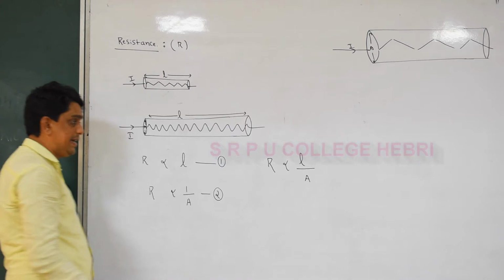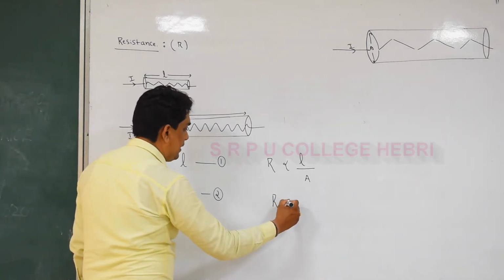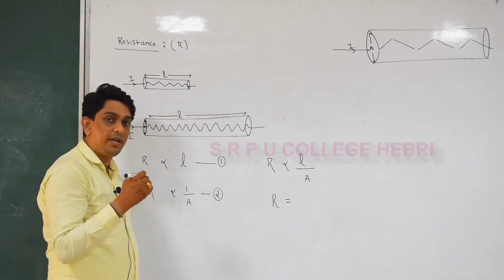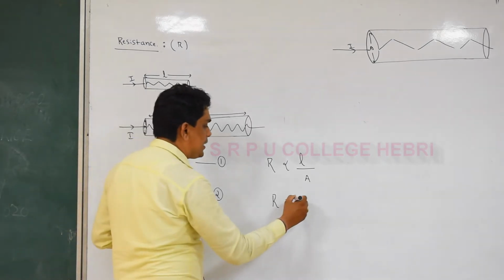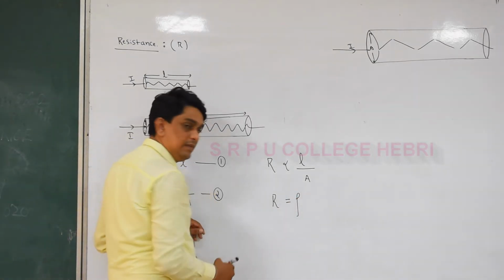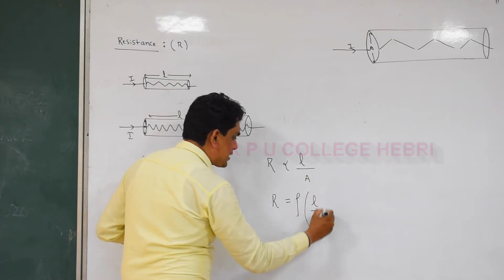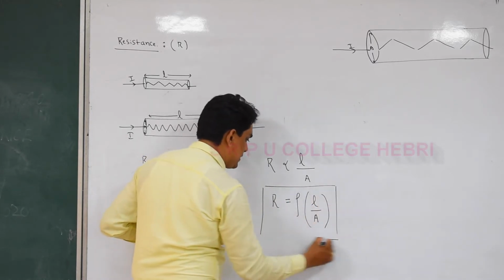Now what I am doing is changing the proportionality sign into equal, and we know that whenever we do that, we need to introduce a proportionality constant, and the proportionality constant we are writing is rho. So rho into L by A. So this is the expression of resistance. Let me put it in the box.